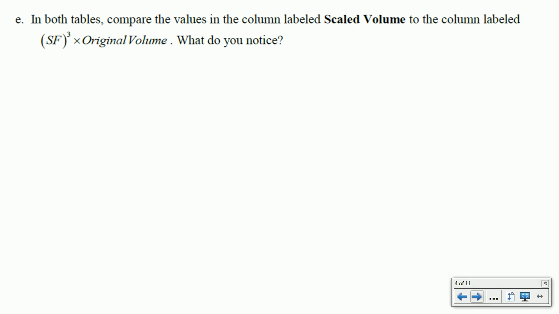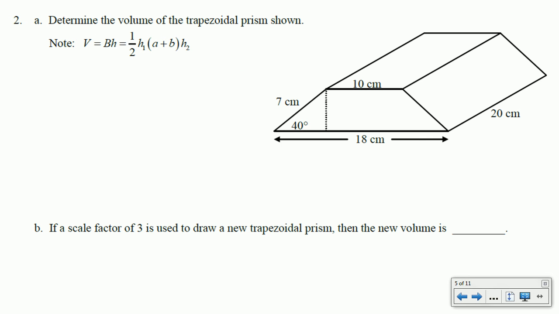So in both tables, with the rectangular prism and the sphere, if we compare the scaled volume to the column labeled scale factor cubed times original volume, you should notice that they're the same. Now we're looking to determine the volume of the trapezoidal prism shown. We need to find the area of the trapezoid first. This is h1, and then we multiply by h2. A and b are given here.